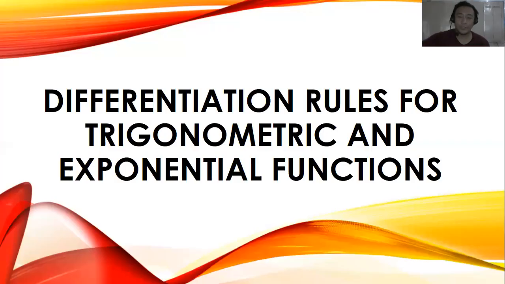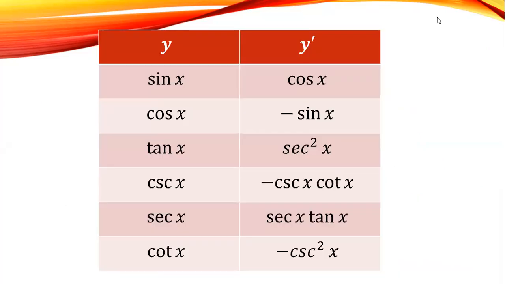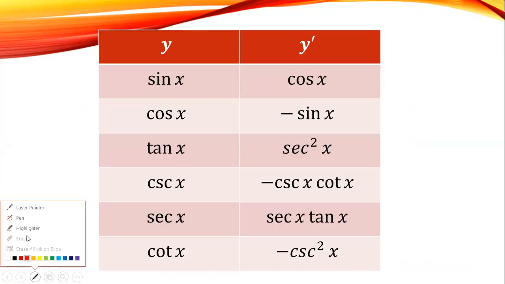The differentiation rules for trigonometric and exponential functions. But we will just discuss the trigonometric functions, on how to derive them or to solve for their derivative. So the given function, for example, is y is equal to sine x. The derivative of y equals sine x is cosine x.